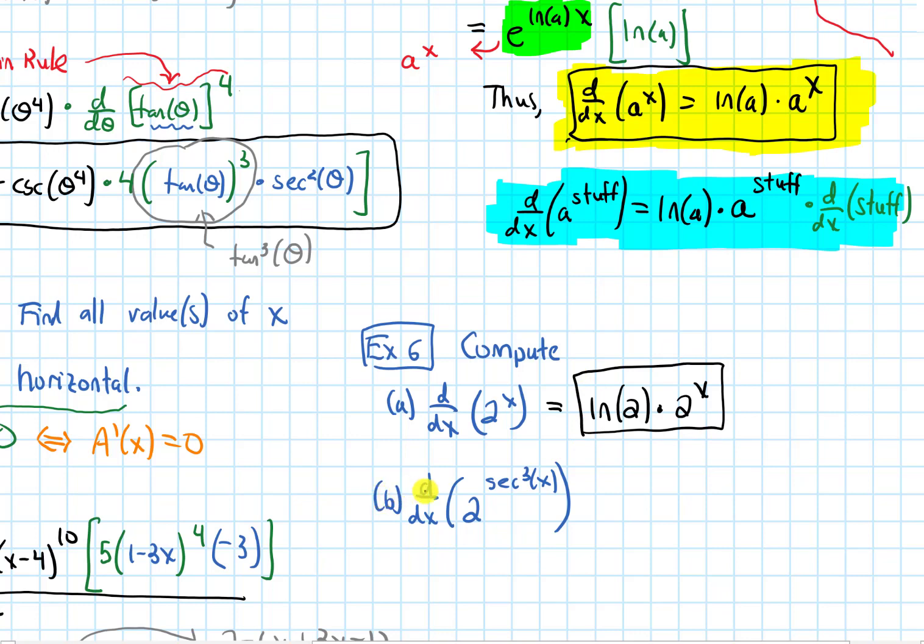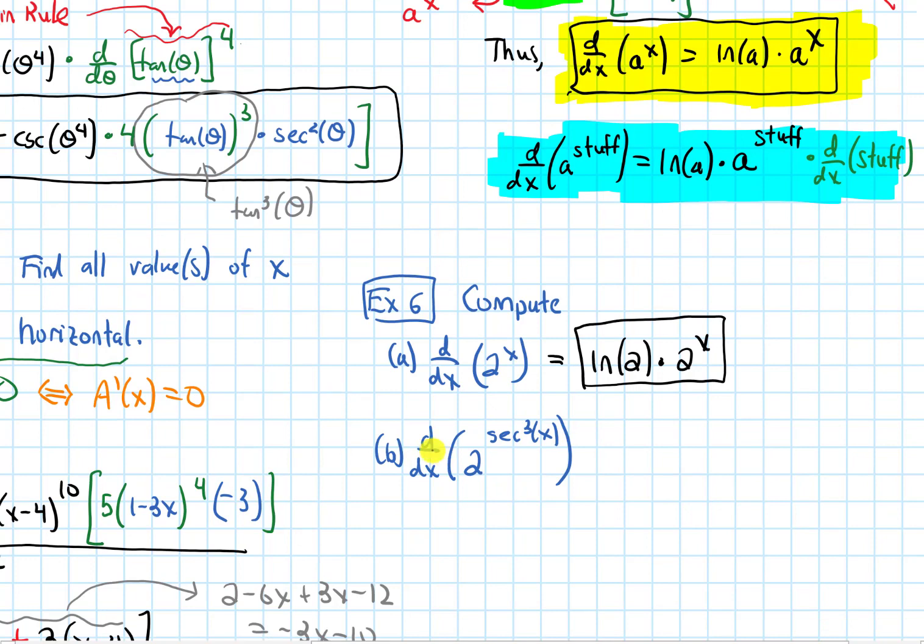Part B says, what's the derivative of 2 to the secant cubed of x? Whoops, I have 2 to the stuff, not just 2 to the x. So we will need chain rule. And the chain rule says, well, take the derivative of the outside function first, which is 2 to the x. It's secant cubed, which is getting plugged into 2 to the x. So the derivative of the outside thing is going to be ln of 2 times 2 to the, but I don't write x because I keep writing the same stuff. So I keep writing secant cubed.